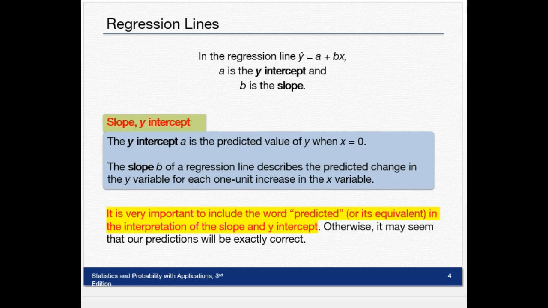Now, it's very important to include the word predicted or its equivalent in the interpretation of the slope and the y-intercept, because these lines are not perfect. This line is just a predictor. It's not exactly right all the time. Okay, so we don't think they're exactly right, so we have to include the word predicted. So let's look at how do we interpret.